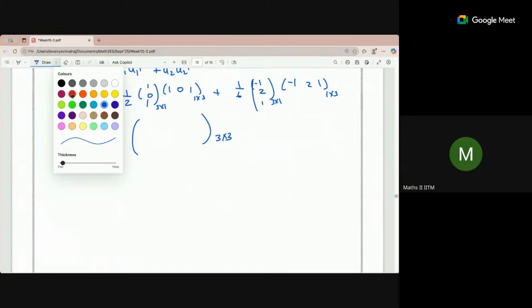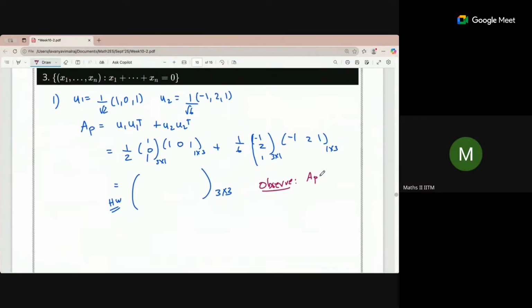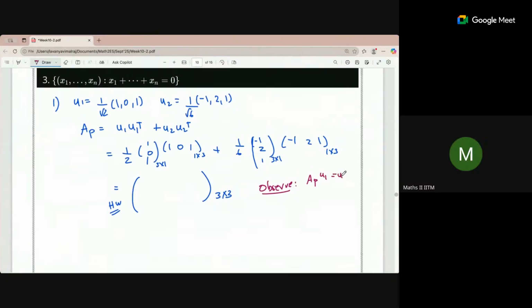So once you compute the answer, I recommend you to try and do these things. Observe the following properties. Let's say AP of u1, you should get again u1. And AP of u2, you should get u2. And then let's say that u3 belongs to S perp, then AP of u3 is 0 times u3. So even from here you get an idea of the eigenvalues.